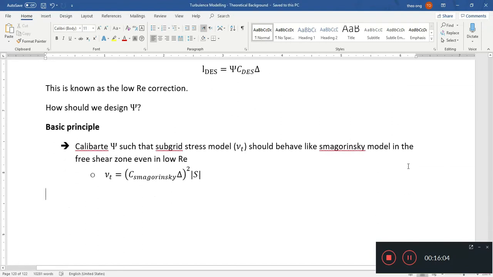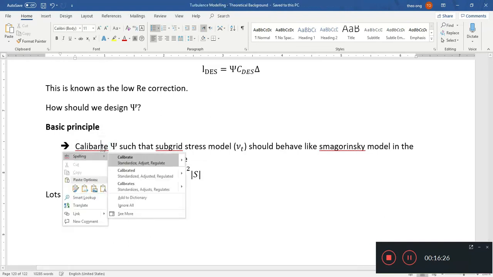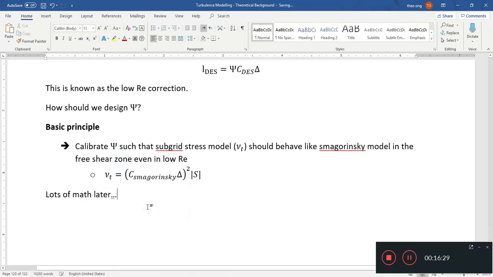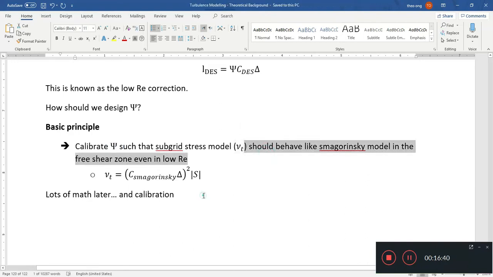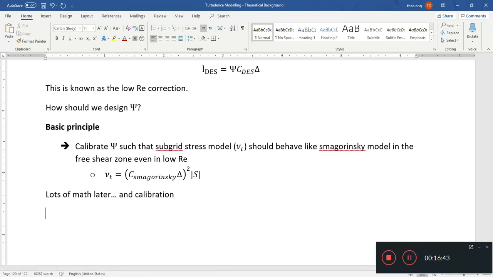Okay, so this is the basic principle. I'm not going to show you the algebra, I'm just going to show you the final result. So, lots of math later. You do your substitution, what have you, but it's basically this principle. We want to calibrate. After lots of math and calibration, this psi should make the whole model behave like a Smagorinsky model in the free shear zone. So lots of math later, we find that psi looks like this.